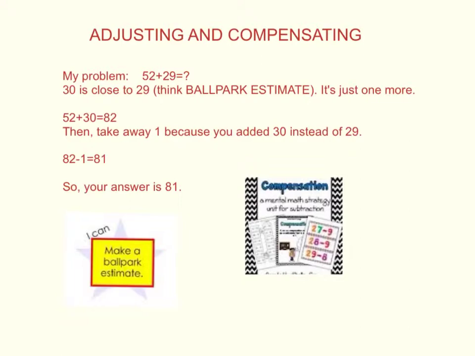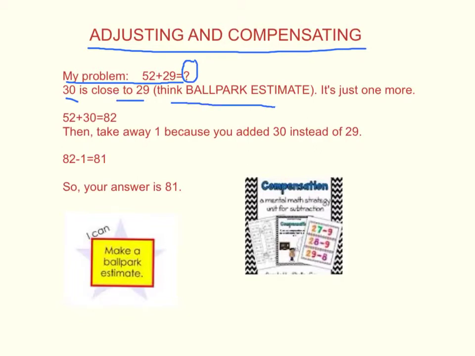The next strategy is called adjusting and compensating. My problem is 52 plus 29. We need to find that sum. 30 is close to 29. Think of a ballpark estimate, and it always ends in 0. So this 29, it's just one more to get to 30. So some more mental math.